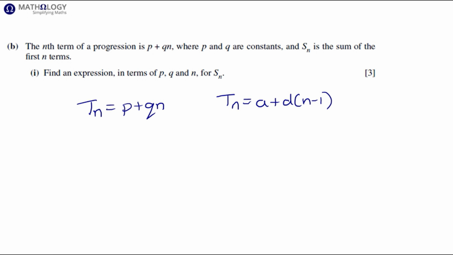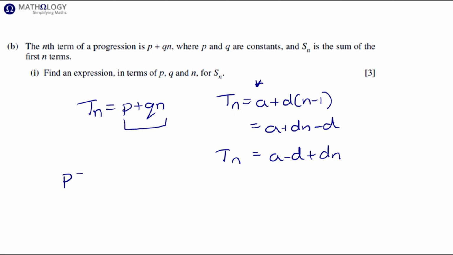Now we need to find an expression here such that it resembles this first expression. So Tn will be A plus Dn minus D. If we just rearrange this, we will have A minus D plus Dn. So this is now in this form P plus Qn. So P is clearly A minus D and Q is D. So A will equal P plus D and the difference is Q.